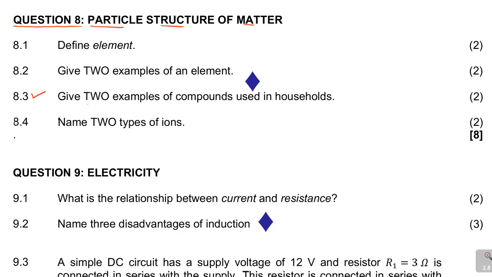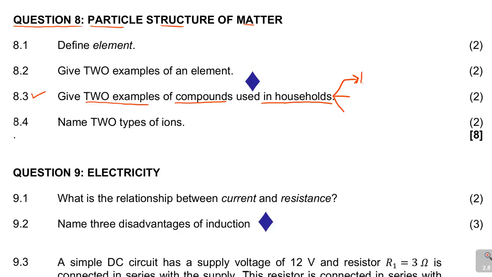8.3 says give 2 examples again of compounds used in households. Again, it is an open question, but you don't need to think too much. There are always 2 common compounds used in the household. When they ask you this question, don't let your mind wander too much and then wonder what compound they are talking about. There are 2 simple compounds that you use every day at home. That's why they say it in the household.